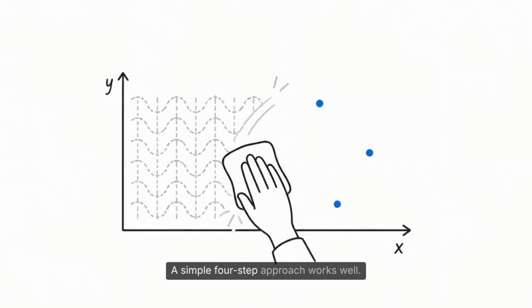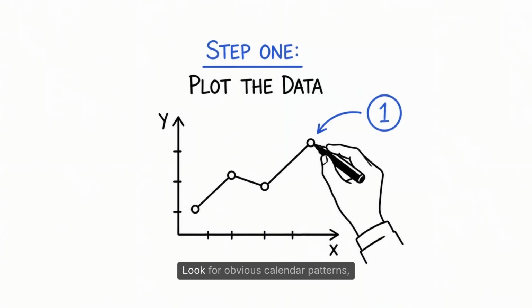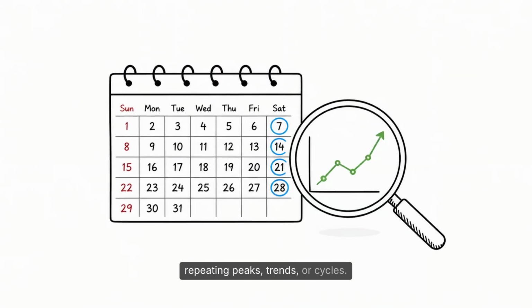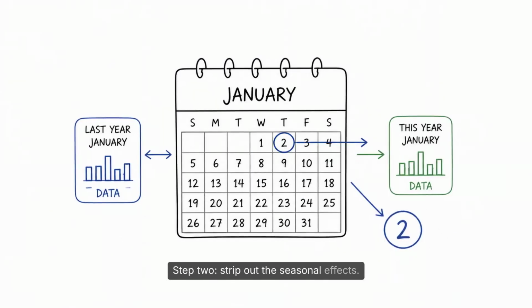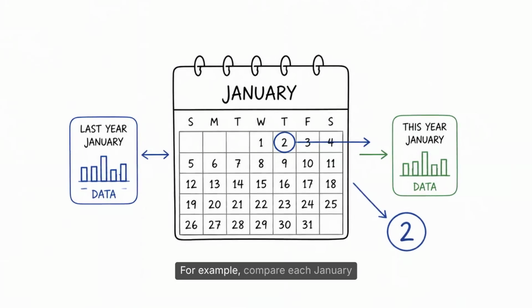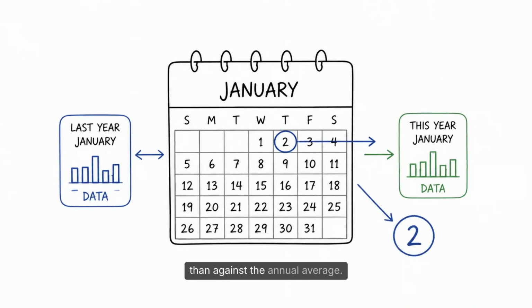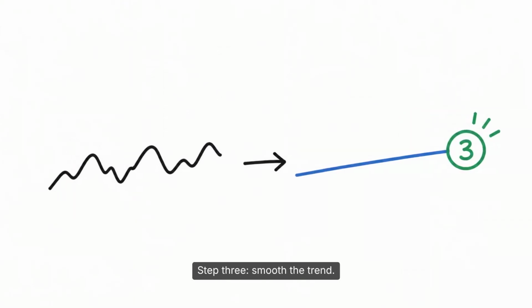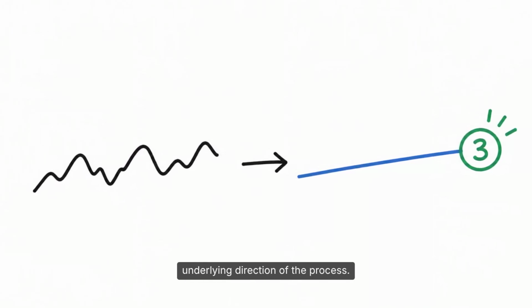A simple 4-step approach works well. Step 1. Plot the data. Look for obvious calendar patterns, repeating peaks, trends, or cycles. Step 2. Strip out the seasonal effects. For example, compare each January against previous Januaries rather than against the annual average. Step 3. Smooth the trend. Moving averages can help reveal the underlying direction of the process.